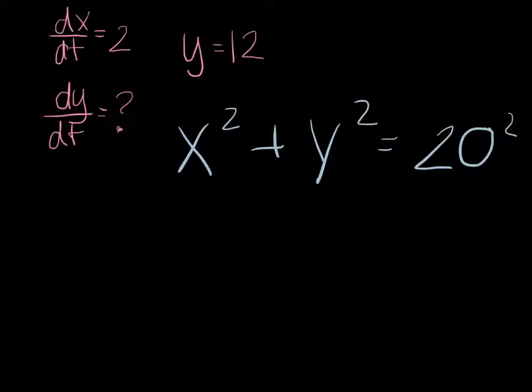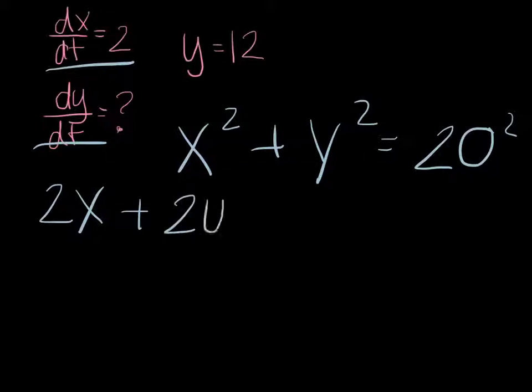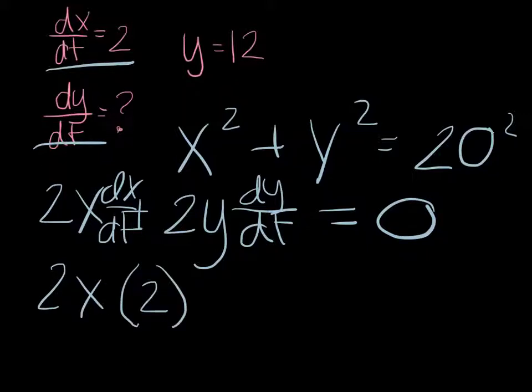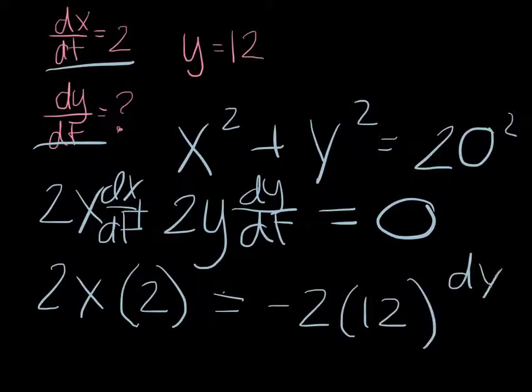So now we differentiate to find the rates, because what we want is a dx and a dy, and all we have right now is an x and a y. So we get 2x times dx/dt plus 2y times dy/dt, can't forget the inside, equals 0. We can then plug our known numbers in. We know that 2x times dx/dt, which is 2, is going to equal negative 2 times y, which is 12, times what we want, dy/dt.